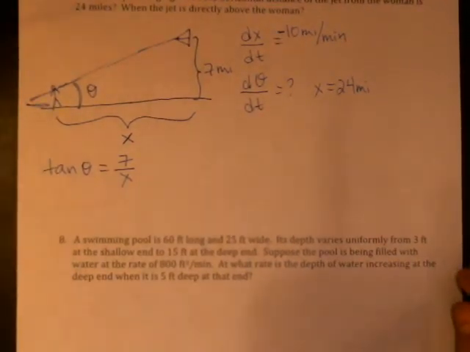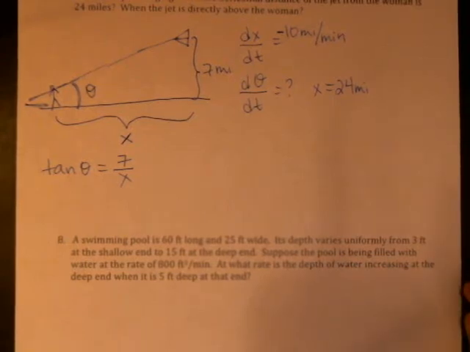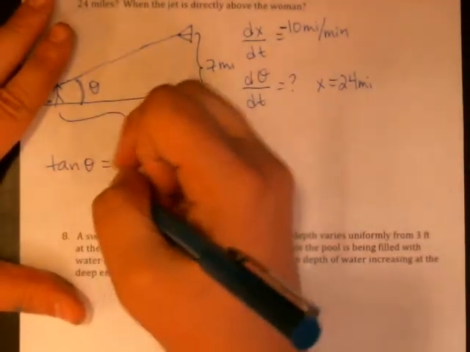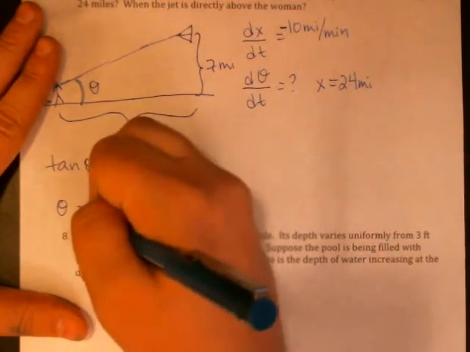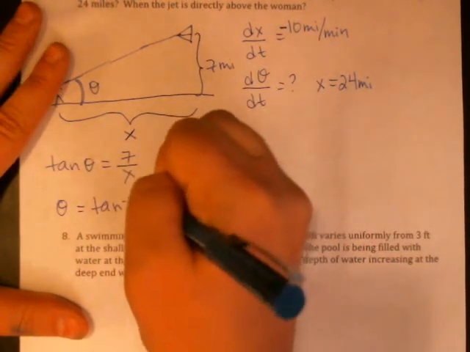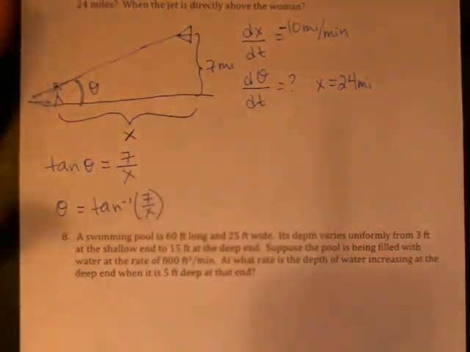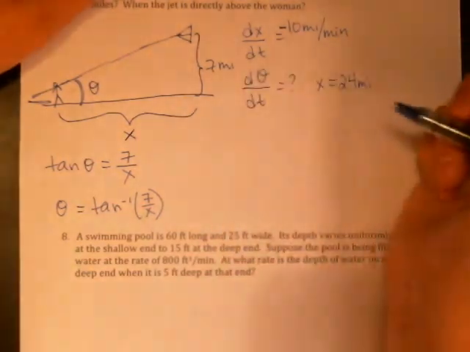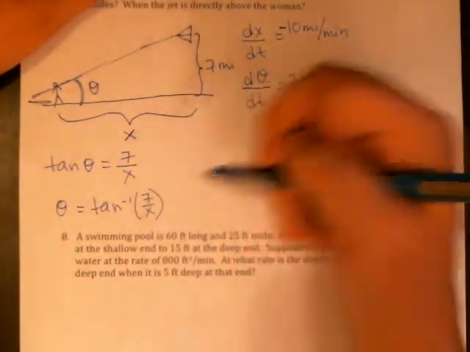And here again you have a choice. We're looking for d theta dt, so sometimes it makes life a little easier if you first solve for theta. Sometimes it makes life a little harder, so feel free to play around. I'm going to solve for theta because I haven't done that yet. So it is legal to say that theta is equal to the inverse tangent of 7 over x. That turns this into more of a chain rule problem and less of a related rates problem, although we still have the hidden t, so there is still some related rates.